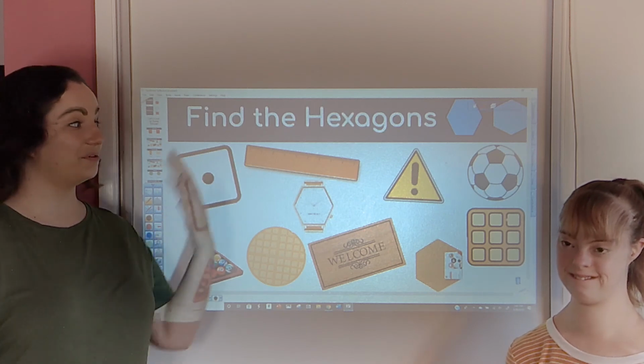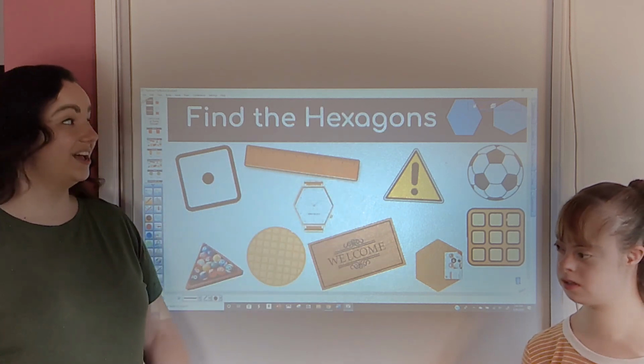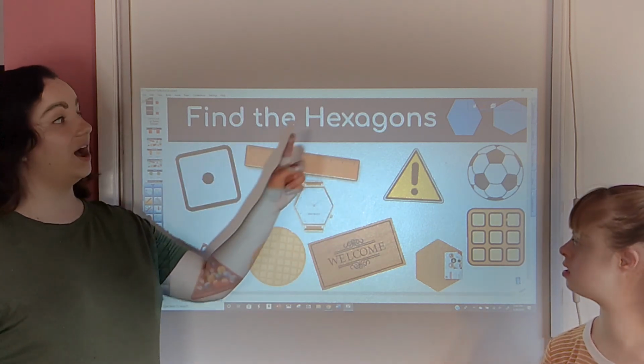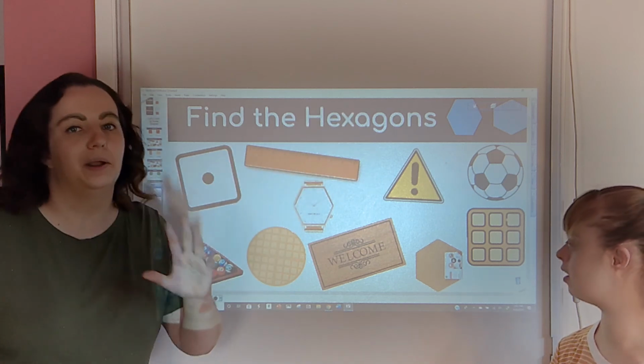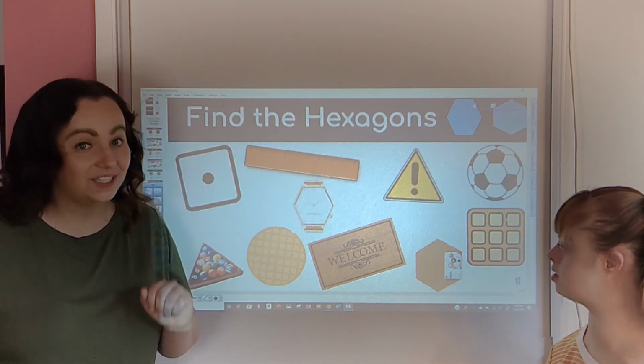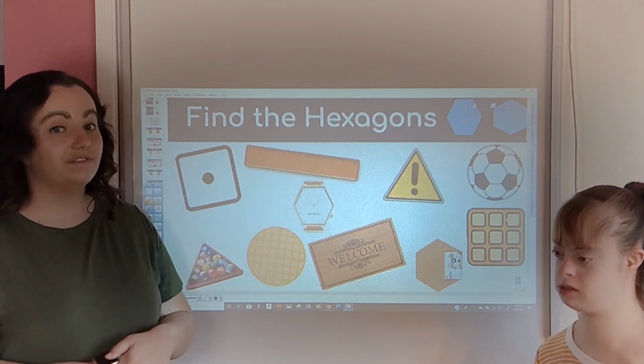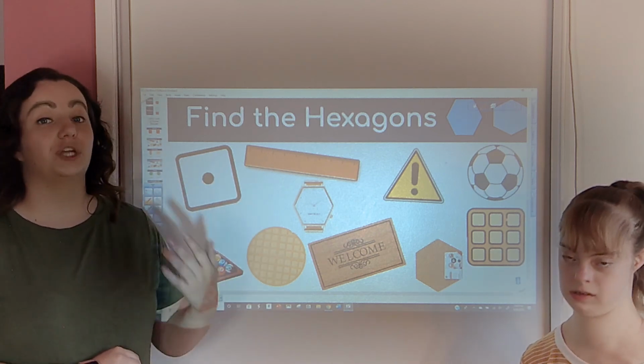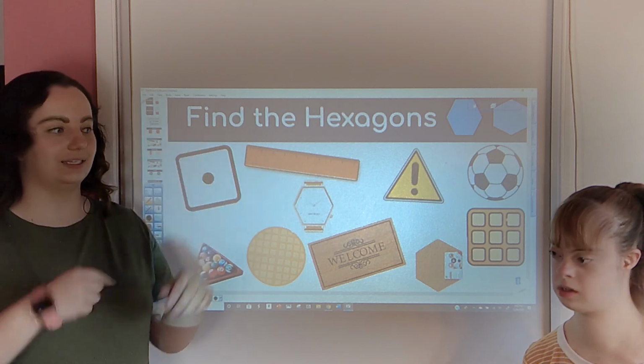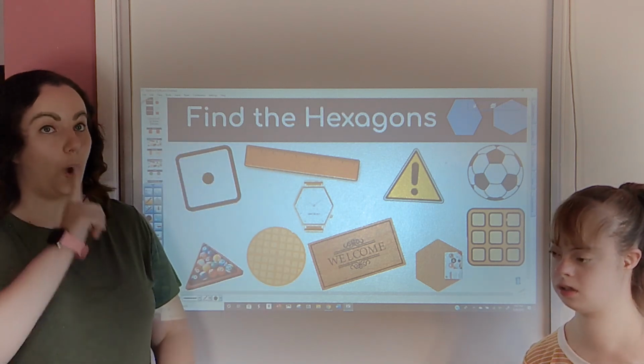We're back with our real life pictures. This time you're going to find the hexagon. Another hint, there's only two hexagons you have to find. Look very closely. Try to find the hexagons, shapes with six sides. We're going to go ahead and give you some quiet think time.